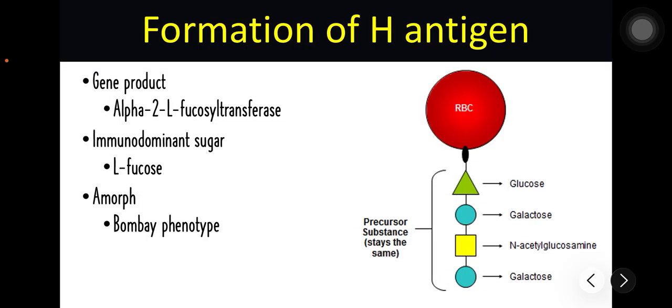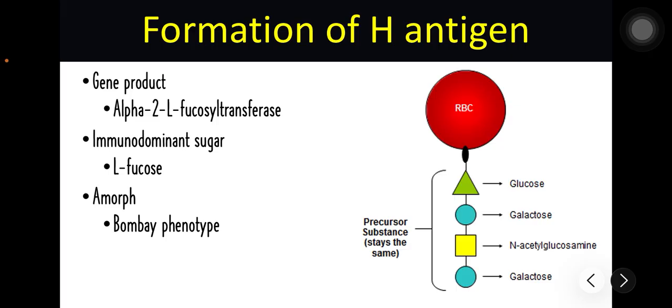So again, the only antigen in the H blood group system, the O gene, individuals of blood group O inherit at least one H gene, genotype big H big H or big H small h. So we have here the Bombay phenotype.